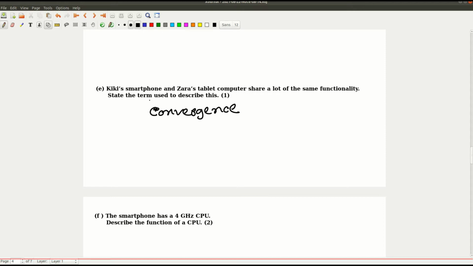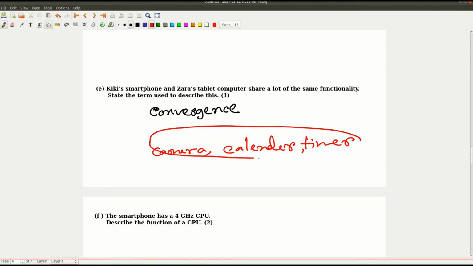Okay, but you have to understand what's the meaning of convergence. Like most of our mobile applications have some common applications, right? Maybe one is camera. We all have. We have a calendar. We have a timer. This is all the common thing, right? So all this common thing, in short, is called convergence.